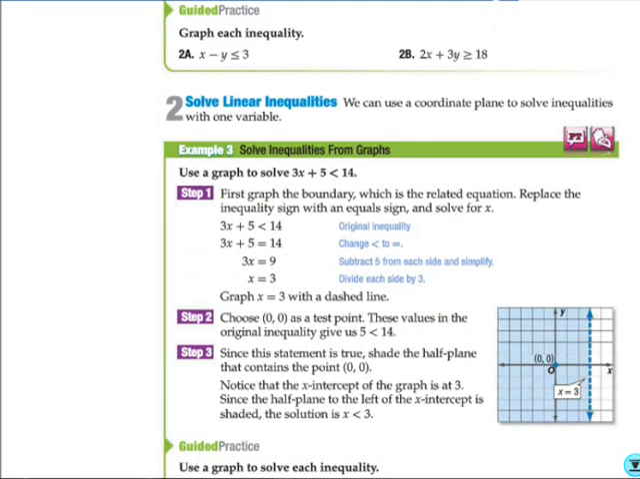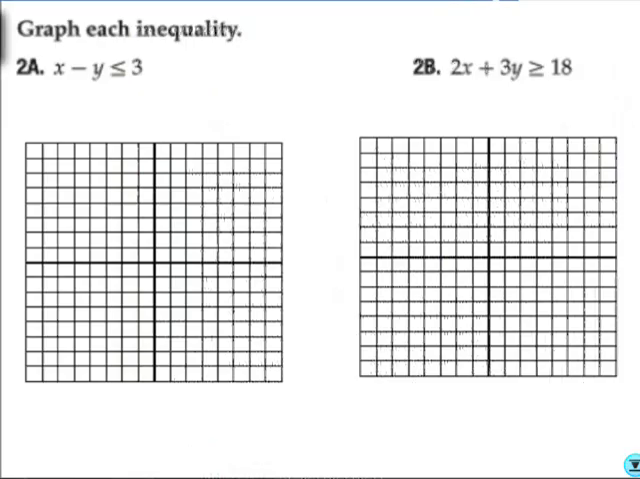So let's take a look at 2a and 2b. All right, so let's look at graphing each one of these. The first thing we're going to want to do is get them both into a y equals mx plus b, slope-intercept kind of setup. So if we add y to both sides and subtract 3 from both sides, we get y is greater than or equal to x minus 3. Our y-intercept here is negative 3. Our slope is 1. So there's that.